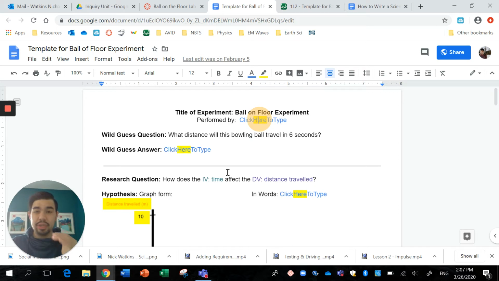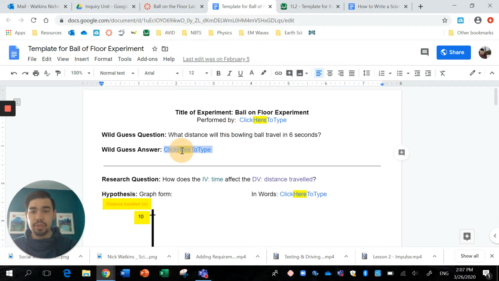We always start with a wild guess question. It really depends on what it is that we're studying. For the ball on the floor experiment, we were studying the behavior of a ball just rolling across the flat ground. Our wild guess question was, depending on what type of ball you're using, in this case a bowling ball, how far will it roll in 6 seconds?